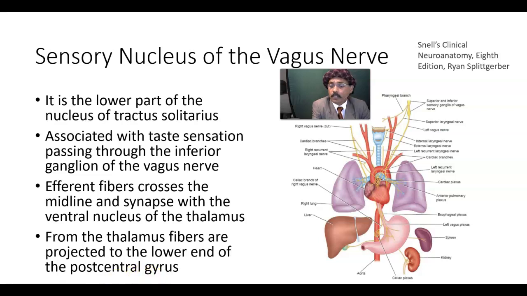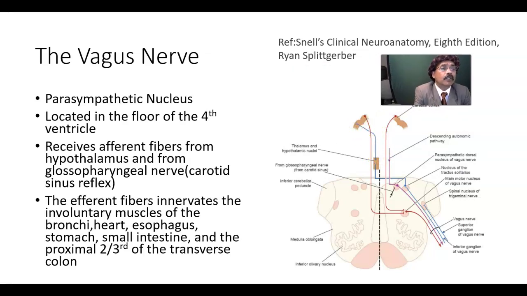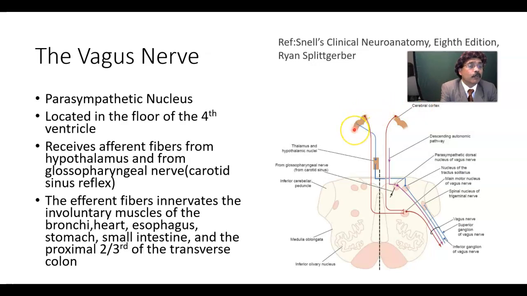Okay, if you go to the previous image, we'll find this. This is the nucleus of tractus solitarius. So we are getting fibers going to the other side, going through the thalamus. There will be a relay here, and by means of the internal capsule, you will go to the cerebral cortex. This is the cerebral cortex, and in the post-central gyrus we have the taste area, the lower part of the post-central gyrus near the lateral sulcus.